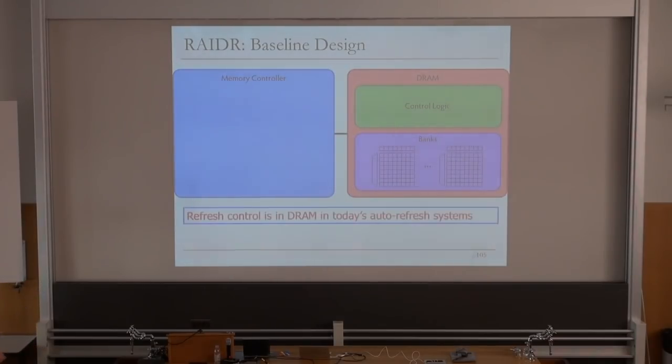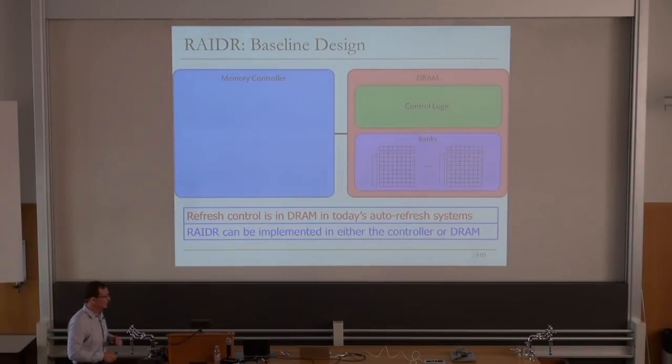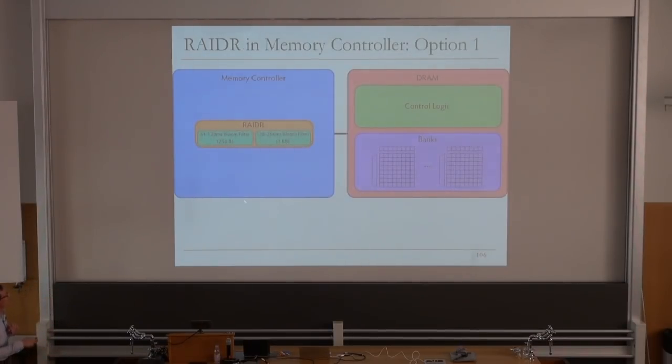So the baseline design of RAIDR, as it's proposed in the paper, is in the controller. Today, actually, the refresh controller is very interesting. It used to be in the controller in the past. Now people put it in the DRAM. The controller is dumb, actually, right now. It just sends refresh, refresh, refresh every some number of microseconds. And memory refreshes internally some number of rows. The controller has no idea what's being refreshed. The memory chip handles all of that. That's why it's called auto-refresh. Automatically, memory chips are refreshing it. RAIDR can be here or inside here.